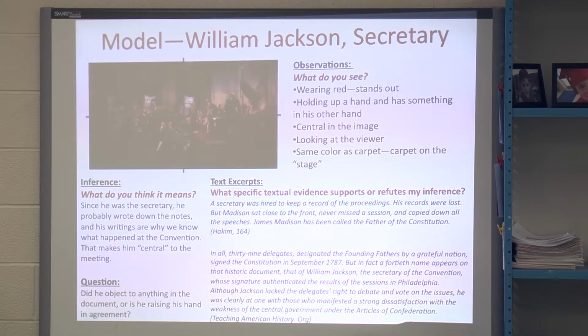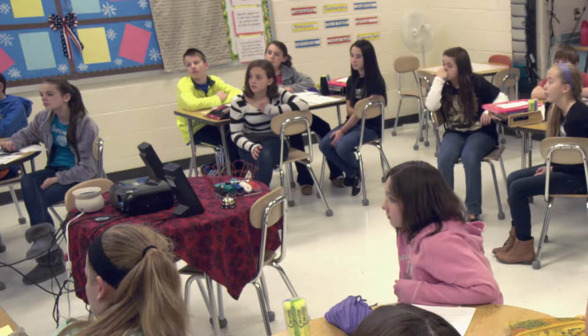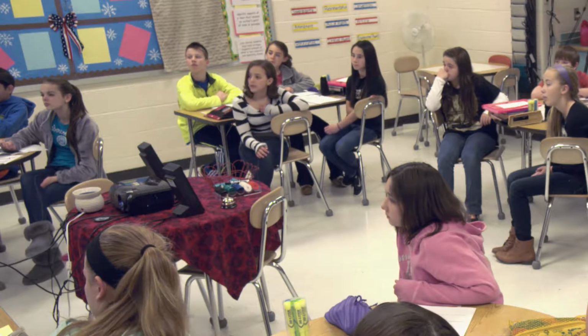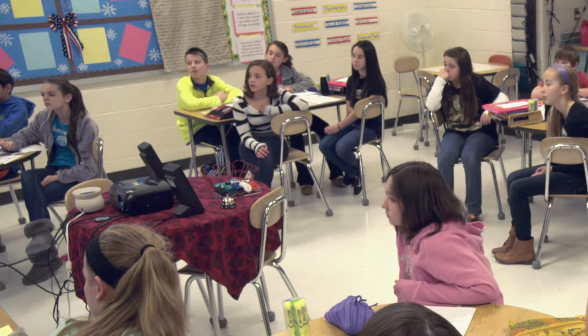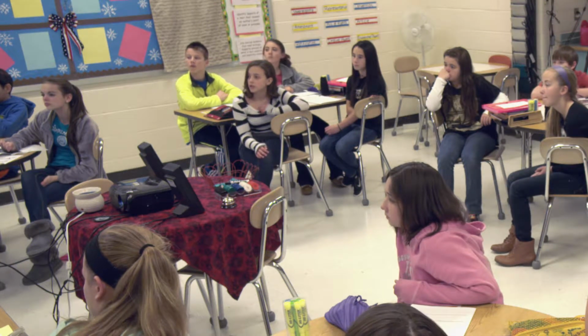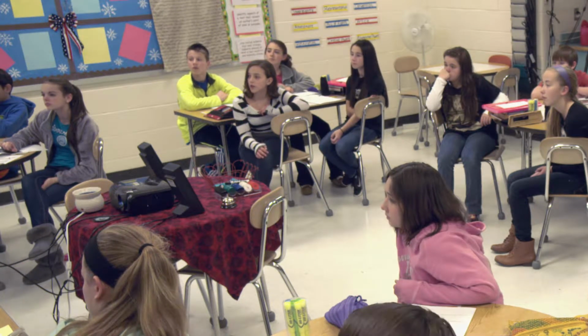Let's take a look at the text excerpt. Who wants to read that for us? Christiana? What specific textual evidence supports or refutes my inference? A secretary was hired to keep a record of the proceedings. His records were lost, but Madison sat close to the front, never missed a session, and copied down all of the speeches. James Madison has been called the father of the Constitution.